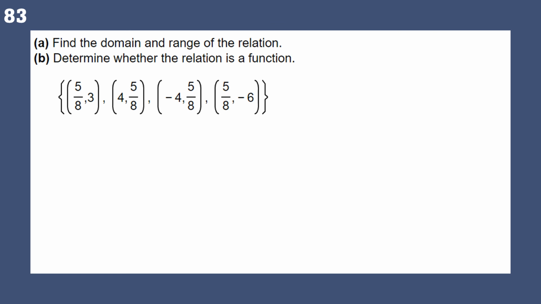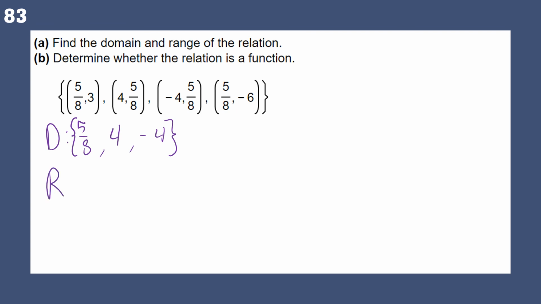This one says find the domain and range of the relation and then say whether the relation is a function. So first we're going to say domain. The domain is all of the x values. Now when we're writing out the domain, we list them and we put curly braces, but also we don't repeat. So if I ever see the same number twice, like this one, I'm not going to repeat it. Okay, so my domain is just those three numbers because two of the numbers were the same.